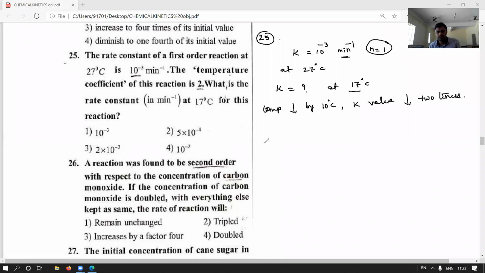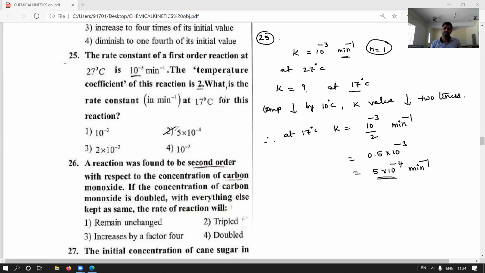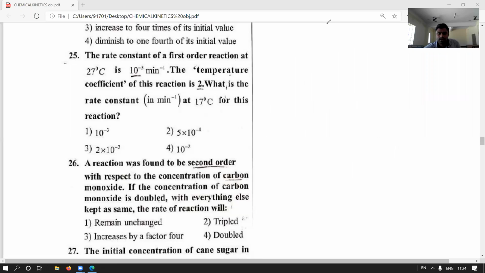Therefore, at 17 degrees centigrade, K is equal to 10 to the power of minus 3 by 2 minute inverse. That is 0.5 into 10 to the power of minus 3, which is nothing but 5 into 10 to the power of minus 4 minute inverse. So the correct answer is the second option. Let's see the 26th question.